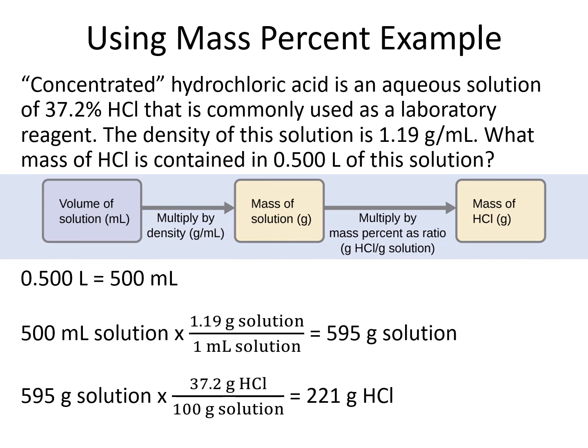So since we're starting with grams of solution, we want grams of solution on the bottom of our conversion factor, and grams of our part, the HCl, going on the top. And that relationship is 37.2 grams of HCl is going to be equivalent to 100 grams of solution. And that's just coming from that 37.2% by mass. So we do 595 times 37.2 divided by 100, and that gives us 221 grams of HCl.